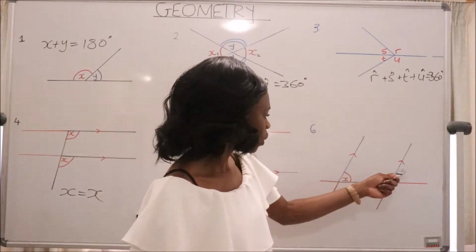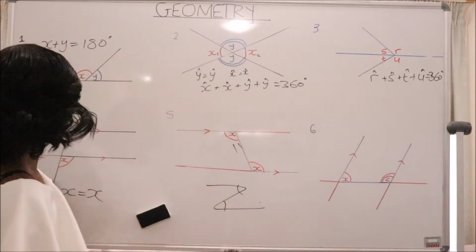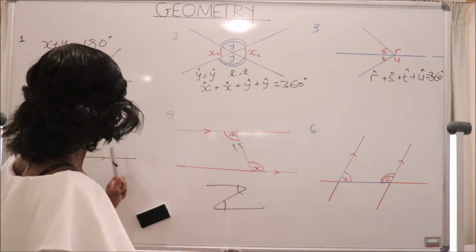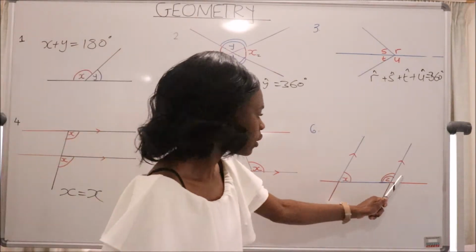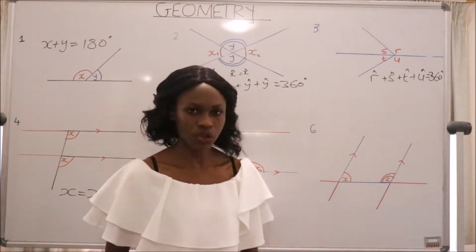Again we see that those two lines are parallel to each other. As you can see, numbers 4, 5 and 6, we are dealing with parallel lines. These two are parallel, those two are parallel, and also those two lines are parallel to each other.